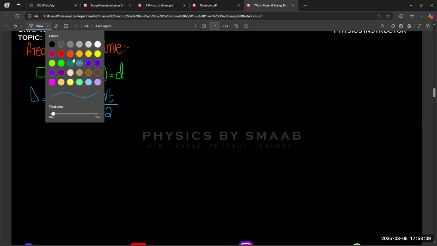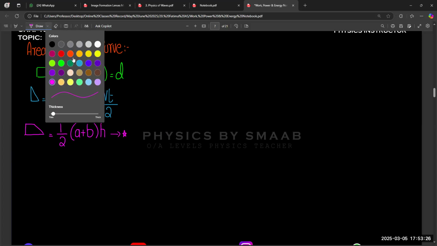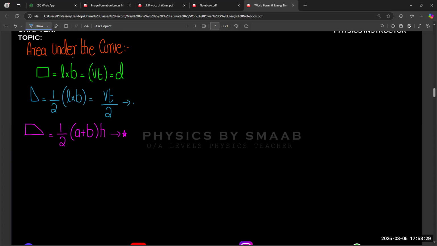And the third one is the trapezium. This is the formula for the trapezium. This method is only for the velocity time graph, right? This is for the speed time or velocity time graph, let's suppose.